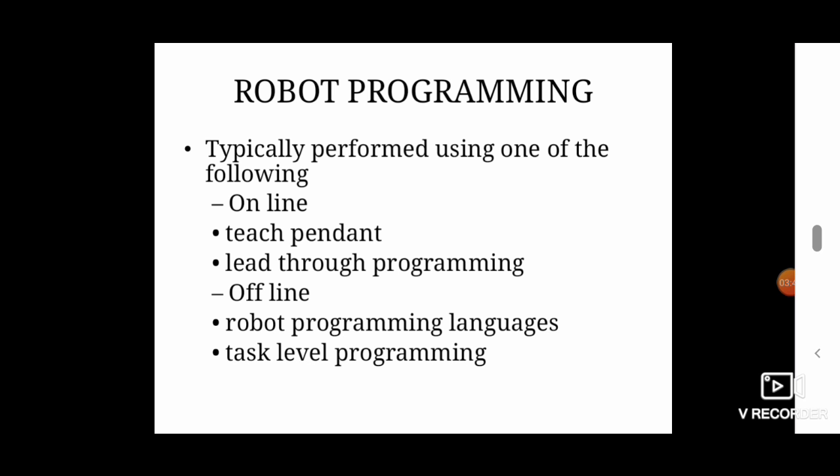Robot programming is typically performed using one of the following. Means any one of the following methods is used for robot programming. First one is online method, second one is offline method. In online method: teach pendant, lead through programming. Offline method: robot programming language or task level programming.